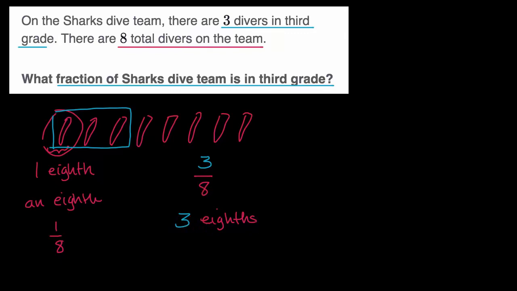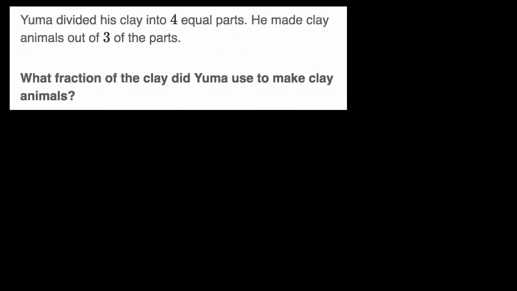Let's do another example. Here we are told Yuma divided his clay into 4 equal parts. He made clay animals out of 3 of the parts. What fraction of the clay did Yuma use to make clay animals? So once again, pause this video and think about it.